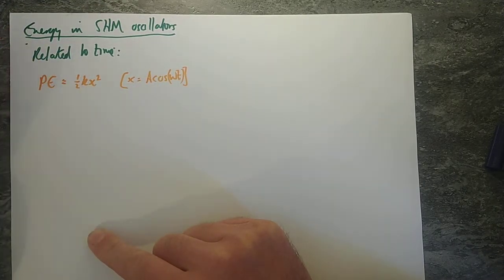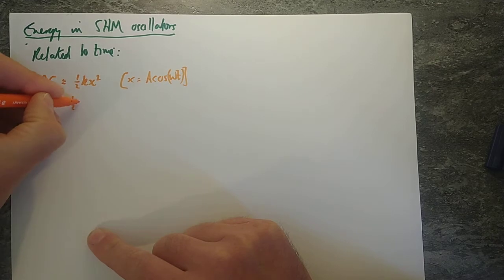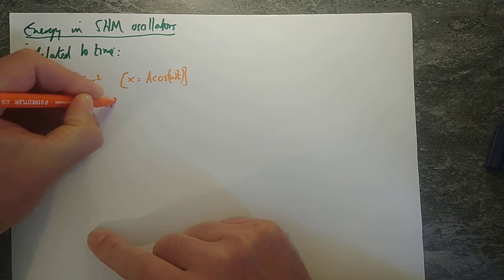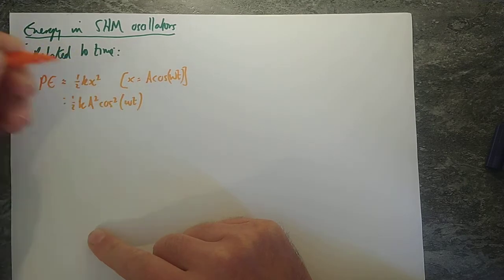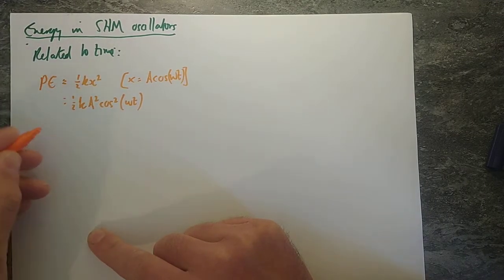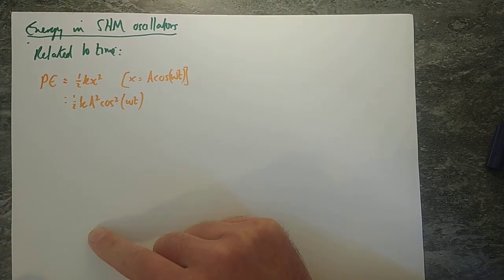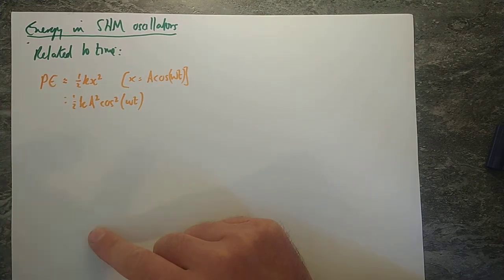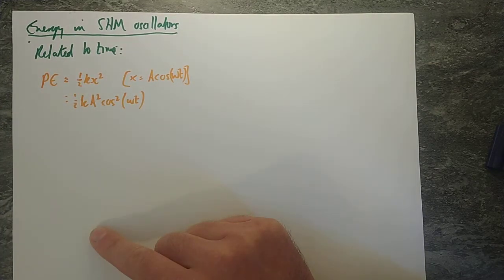First of all, I need to square it. So a half k a squared cos squared omega t. So here we have a function for the potential energy as a function of time. This is true only for a mass on a spring, obviously, because I've used half kx squared.